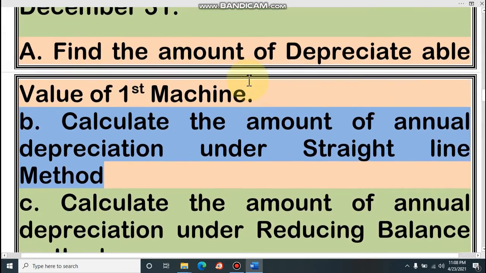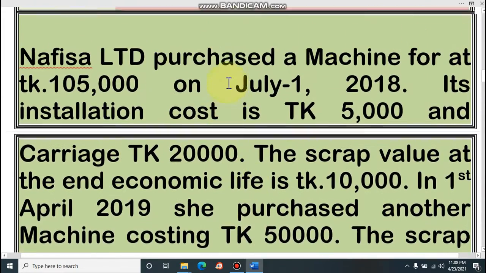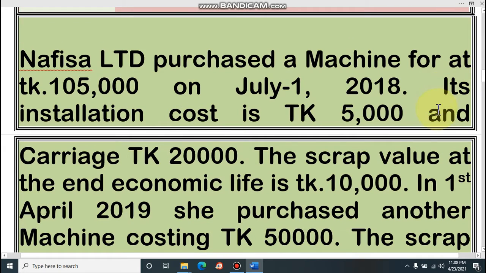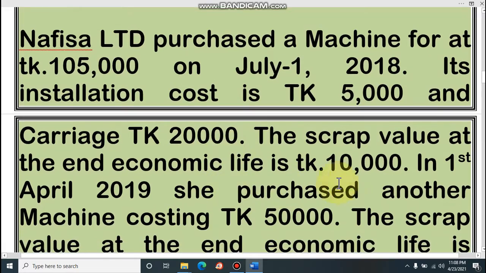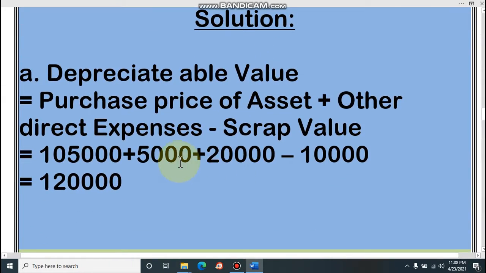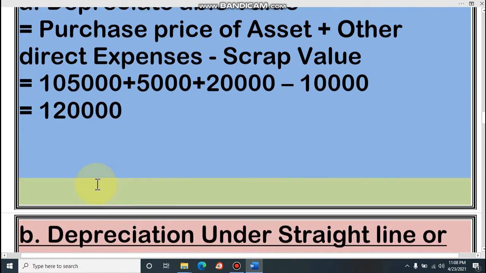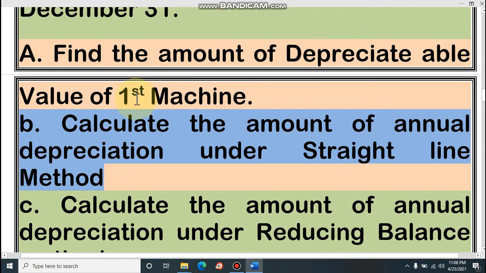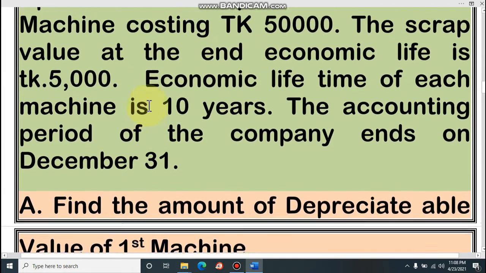So for the first machine, our depreciable value is: 1,05,000 is the purchase price, then other direct expenditure is 5,000 and 20,000, that means 25,000, and scrap value is 10,000. So for the first machine the depreciable value is 1,05,000 plus 5,000 plus 20,000, 1,30,000 minus 10,000, that means 1,20,000.